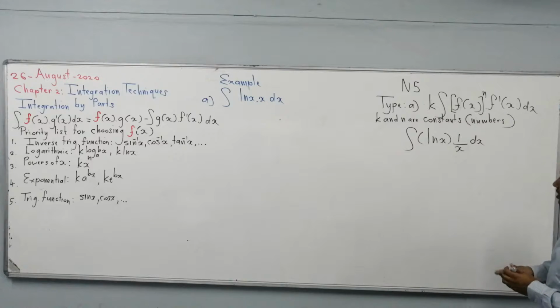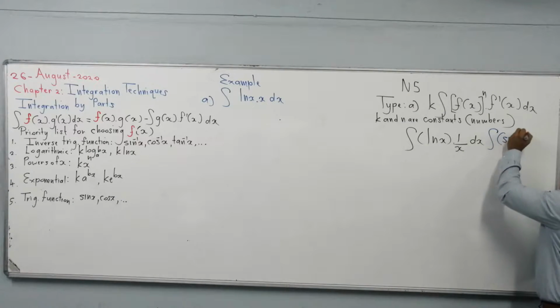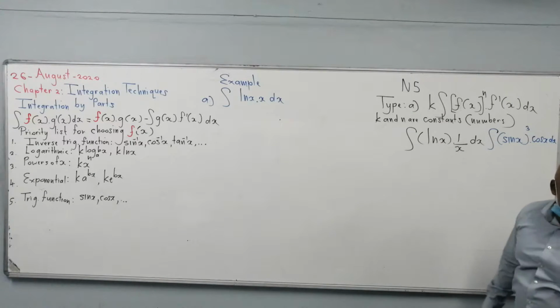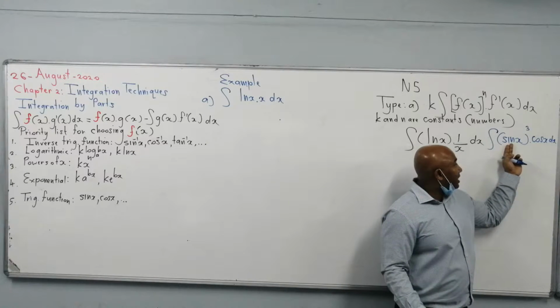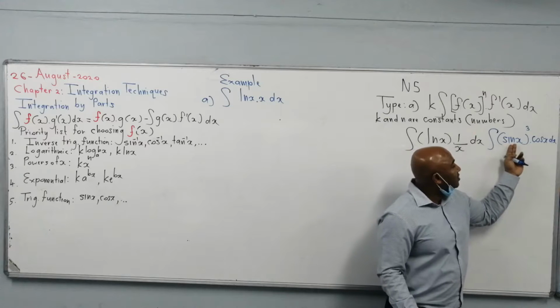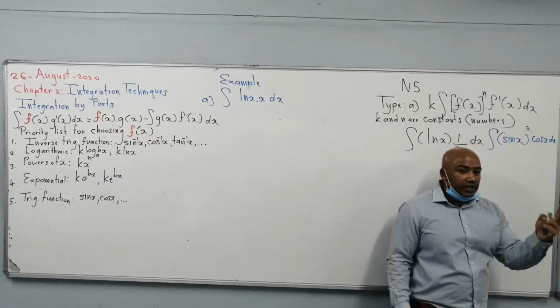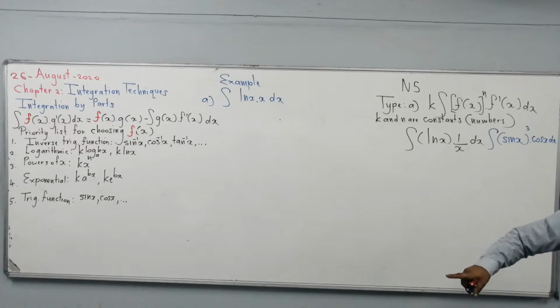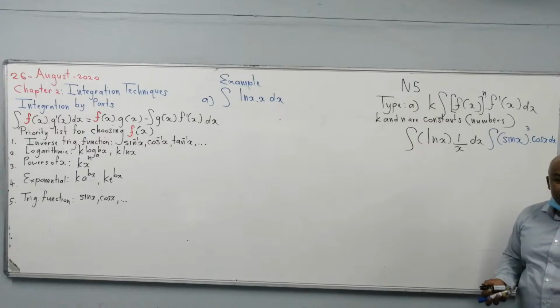It can be ln x times 1 over x, or it can be something like sine x to the power 3 times cos x. There are many examples that I can just make up. The fact is, I have the sine x here, which is f of x, and the derivative of sine x is cos x. So it's an exact derivative. There are two ways to deal with it. One way is just by inspection, writing down your answer, and the other way is by using a substitution, which I will advise you to use.